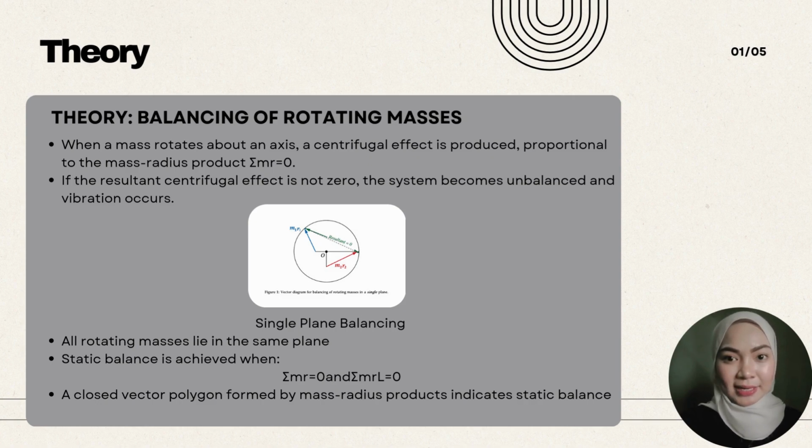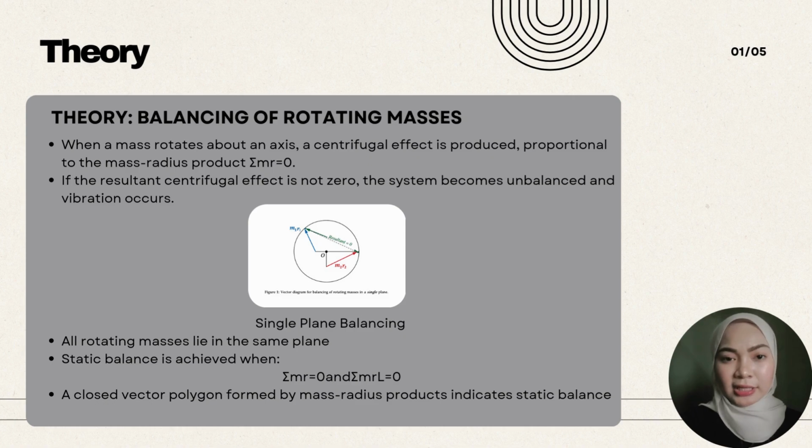For single plane balancing, all rotating masses lie in the same plane. Static balance is achieved when the vector sum of all mass radius products is equal to zero, which is sigma mr or summation mr equals zero. A closed vector polygon formed by the mass radius products indicates static balance.